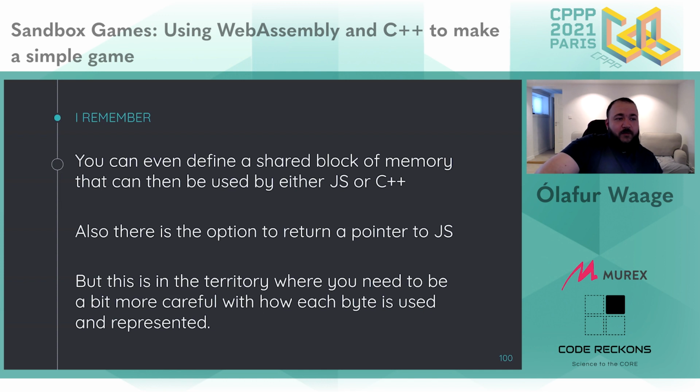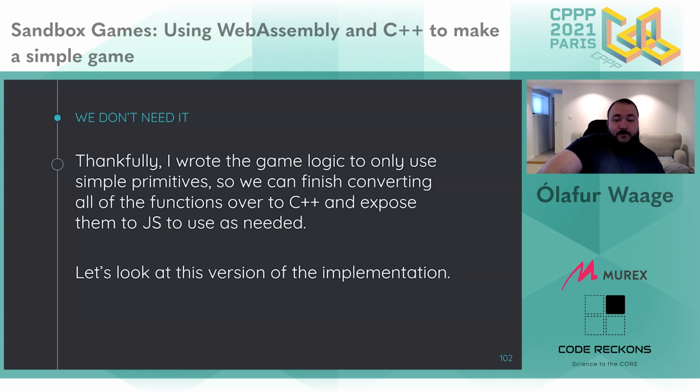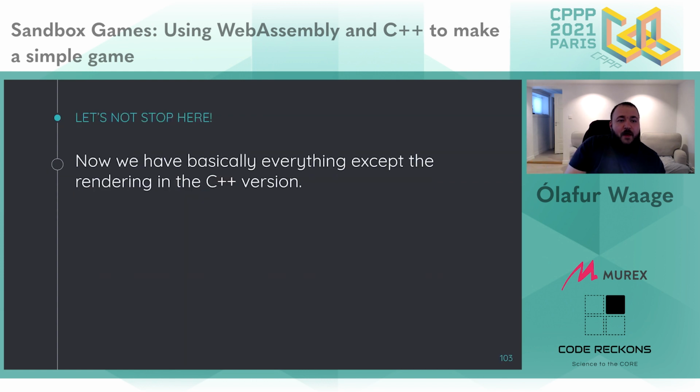So yeah, be careful. Thankfully, as I showed before, I wrote the game logic using simple primitives, which was kind of great for the example. So we can finish converting all the functions like I showed you and expose them from the C++ to the JavaScript. Timing, I showed you that one. So now we basically have everything except the rendering.